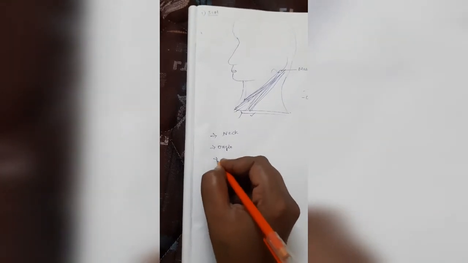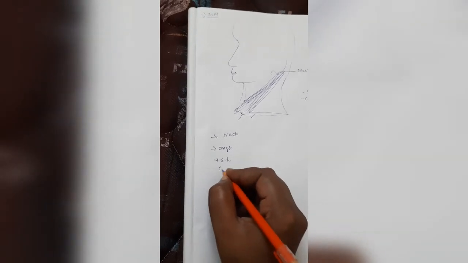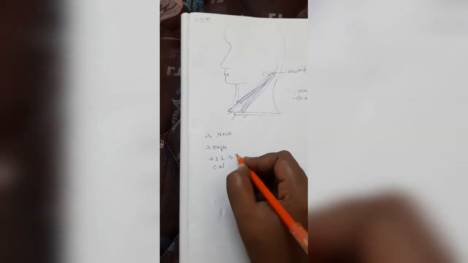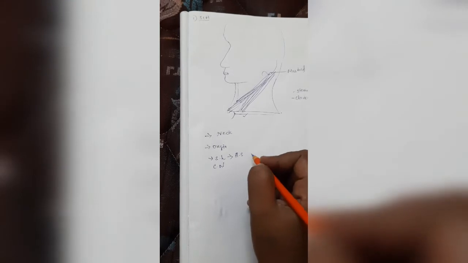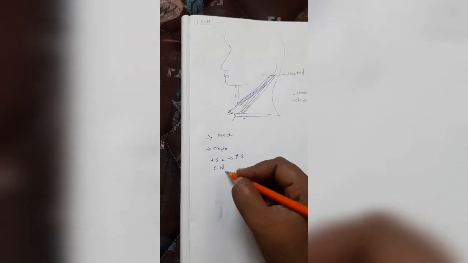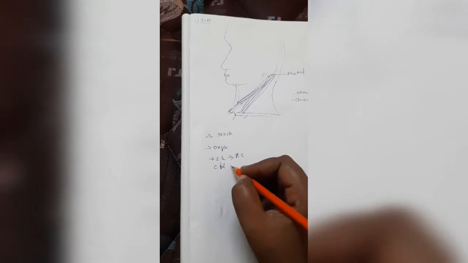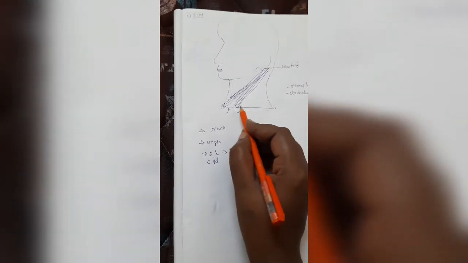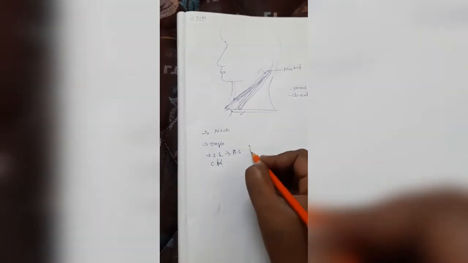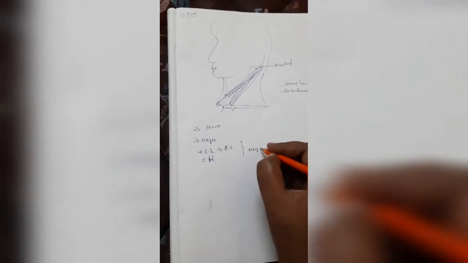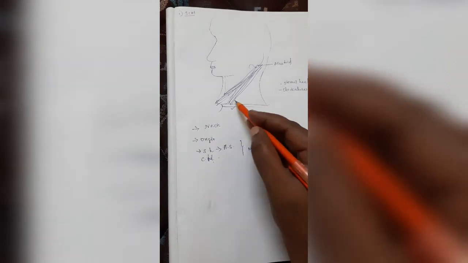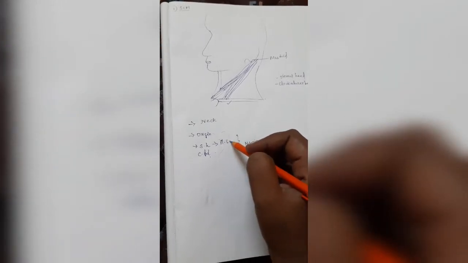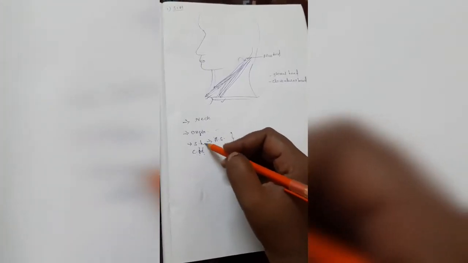Then you have to write about the origin. Specify the sternal head as well as the clavicular head. The sternal head arises from the anterior surface of the sternum, so write it as the anterior surface of the sternum. The clavicular head arises from the anterior as well as the upper surface. Both the heads merge together and ascend upward. This is the origin. You have to write elaborately: from the sternal head, from which surface it gets its origin, and the clavicular head, which surface it gets its origin.